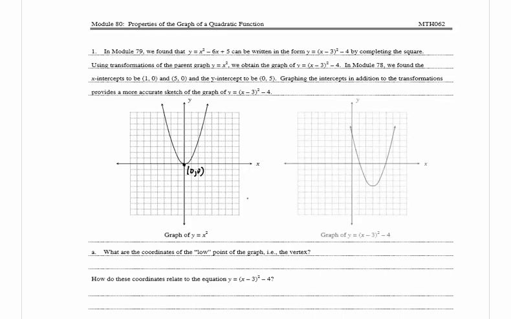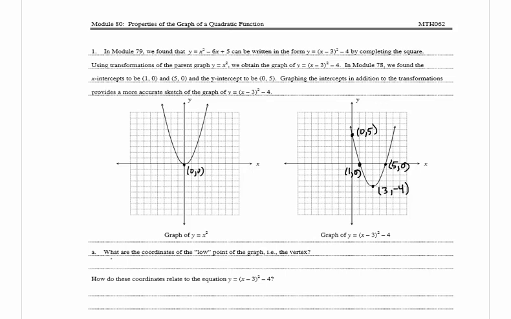And now looking at the graph of y is equal to (x minus 3) squared minus 4, we can see that our vertex is (3, negative 4). And then we're also going to look at our x-intercepts, which we found to be (1, 0) and (5, 0). And then we found our y-intercept to be (0, 5). And now we're going to look at the follow-up questions to the graphs.